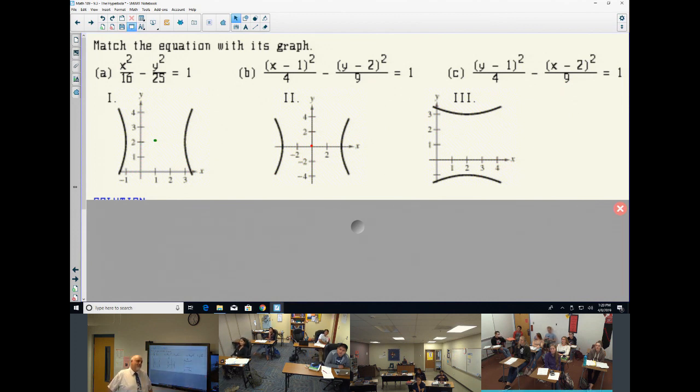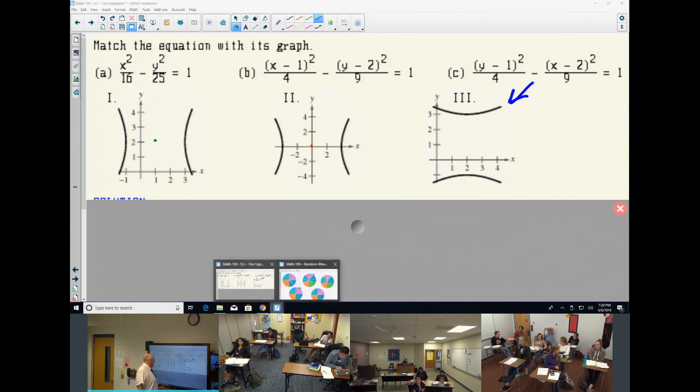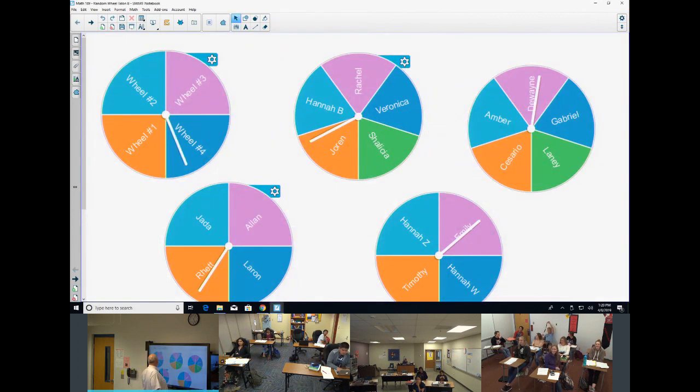C goes with 3. Which goes with 3? C. So you're saying C goes with 3, like this. And that is correct, because here the y squared comes before the x squared, so this one opens up and down. So that's the easiest one to do. So great job. All right, now let's give somebody else a chance.